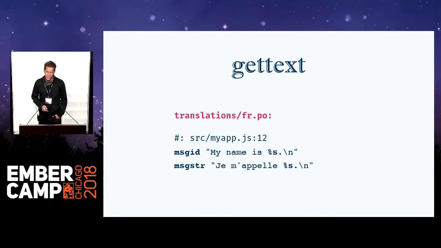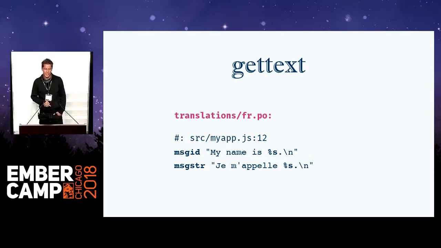You have PO files, which are basically the translation files. And they include the original text as the English string, or whatever you use as the original, as the message ID. And then the message string is the translated translation. Well, you know what I mean. You can see there is this %s. That means there's a placeholder there.